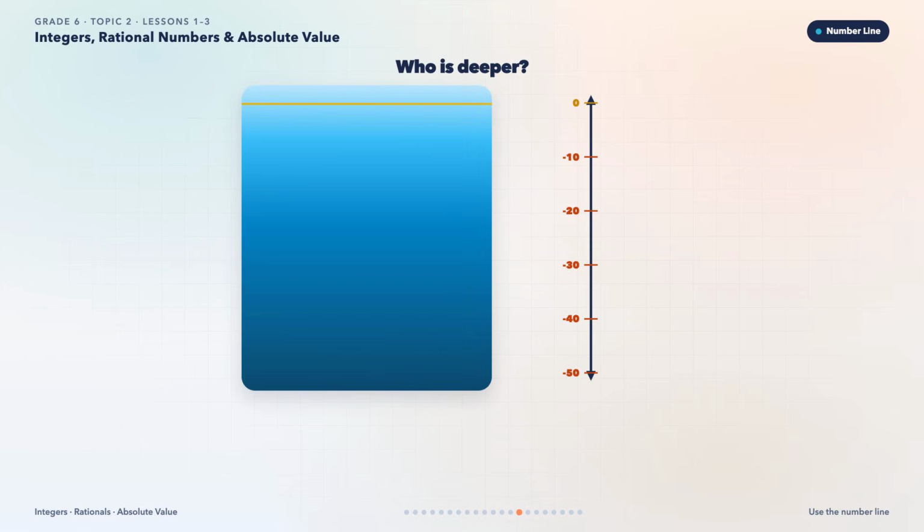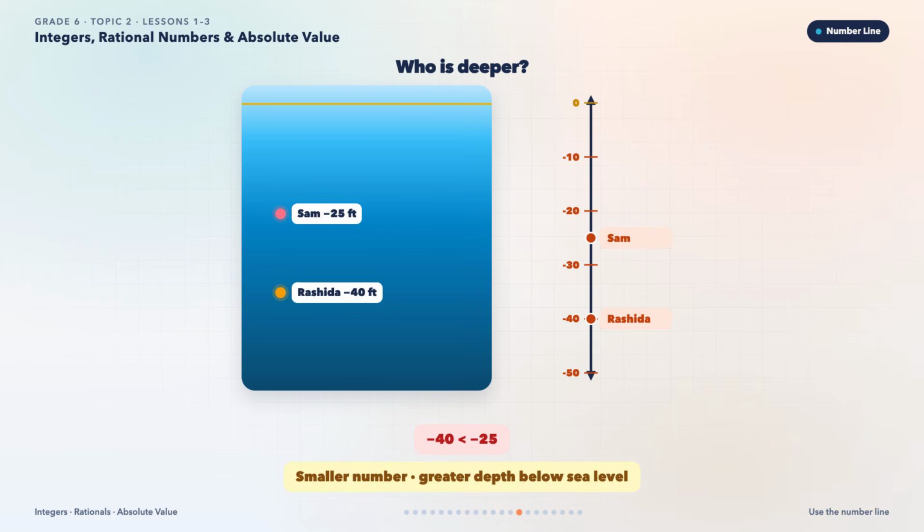Underwater, sea level is 0 feet. Sam is at negative 25 feet. Rashida is at negative 40 feet. Who is deeper? Negative 40 is less than negative 25. Negative 40 is a smaller number, but it represents a greater depth below sea level. Smaller number, greater depth. Those two ideas are not the same.